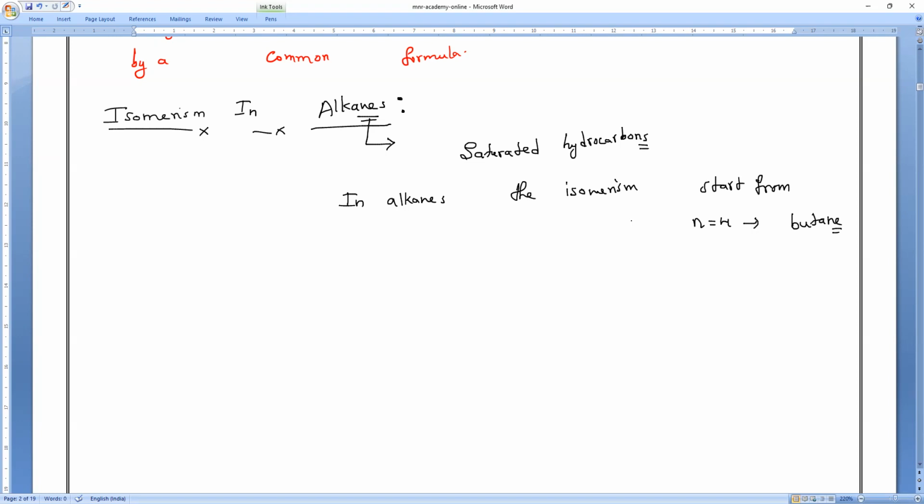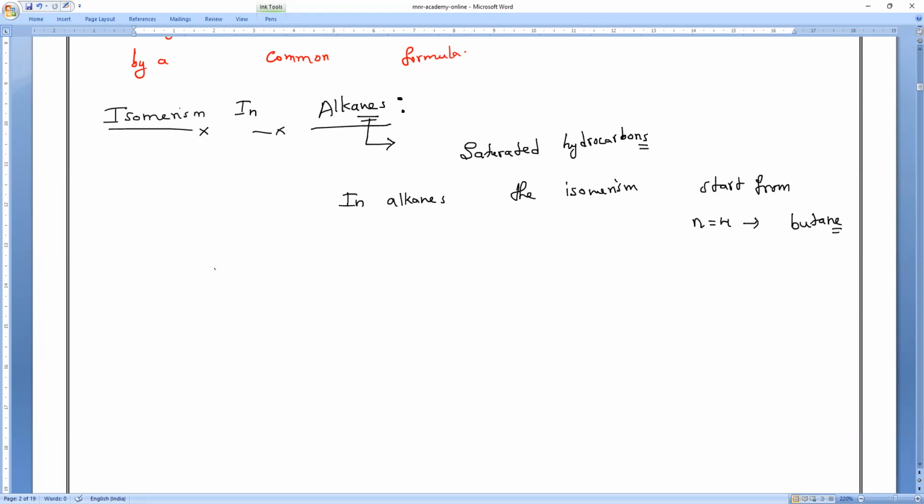Now, everybody write n equals 1 to n equals 10. No problem, but you should learn minimum up to n equals 7 at least, with proper structures. Everything you all need to learn. Are you clear, everyone? Please respond.